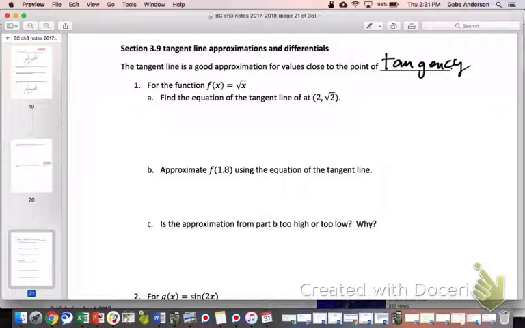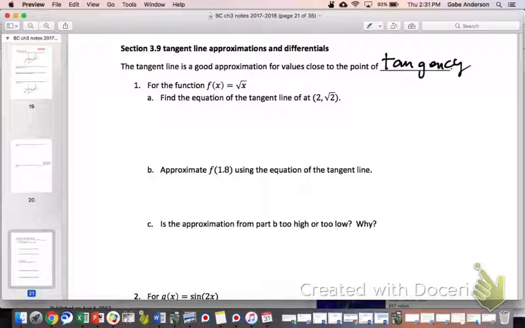So for the function f of x equals root x, let's practice. Let's find the equation of the tangent line at the point of tangency 2 comma root 2. So I'll just ask you, what are the two things you've got to have to find the equation of a line? A point and a slope. And so specifically for a tangent line, we want the point of tangency, which we've got right there. And then we want the slope of the tangent line.